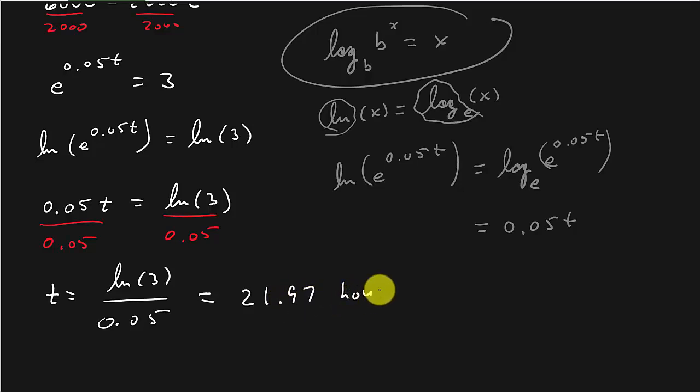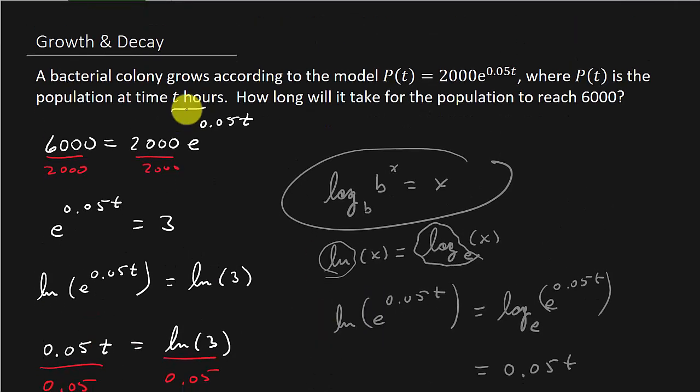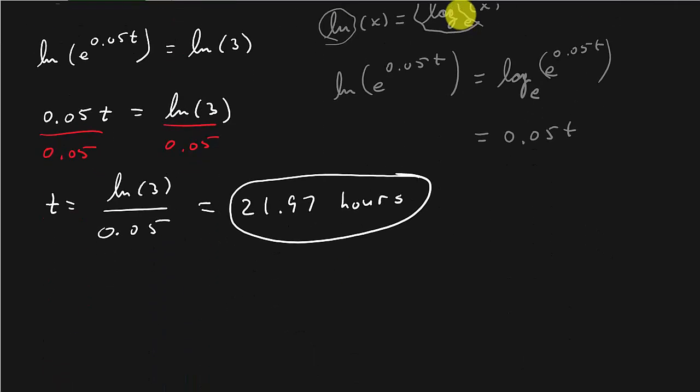21.97, and t is in hours. As they told us here, t is hours. And so we get 21.97 hours, just rounded to 2 decimal places. And there you have it. You can see it's not that difficult.